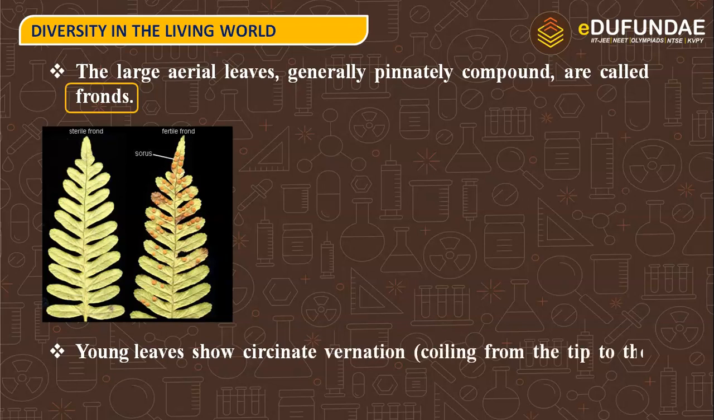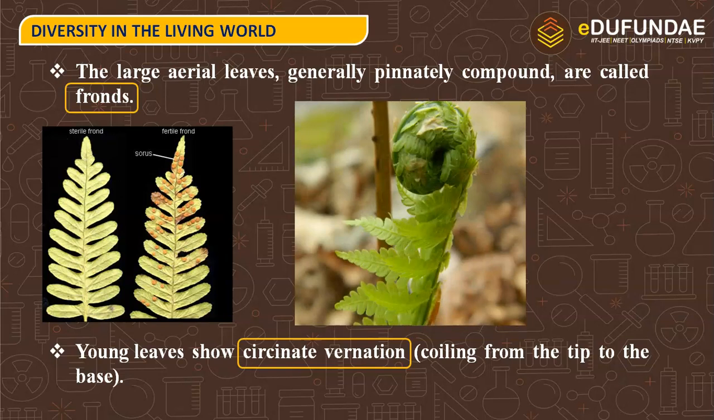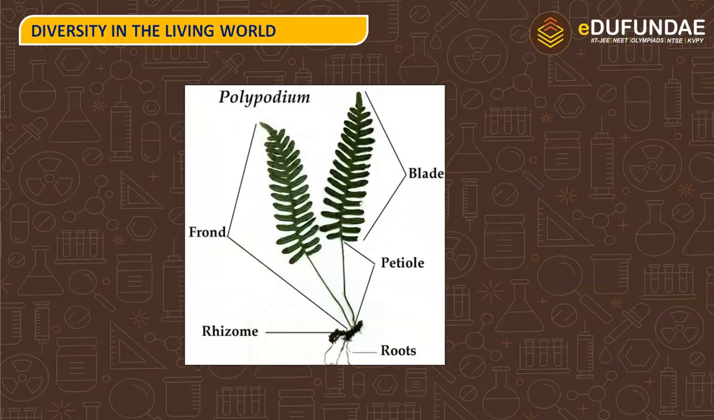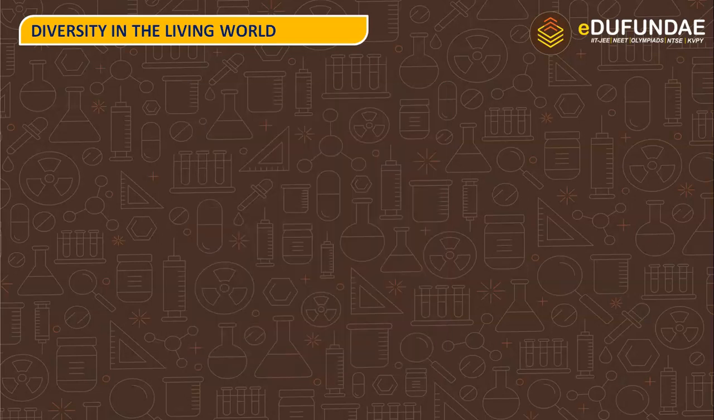Young leaves show circinate venation. That means, what do we understand by circinate venation? The coiling from the tip to the base. So this is the coiling from the tip to the base, and this is called circinate venation. Here is the structure in which we see the frond and blade. So if I include the petiole part as well, what do we call that structure? Frond. But if I note only the upper part, that is only the leafy part, it is called the blade, and it is a structure of Polypodium.